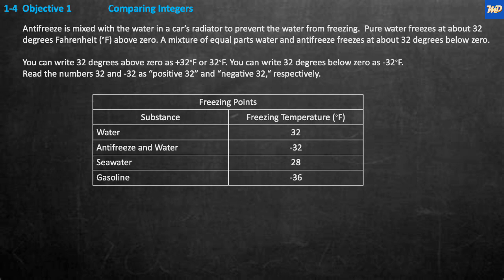So let's look at this chart. We have some freezing points, the substance and the freezing temperature. Water, as it shows you right here, freezes at 32 degrees, and we all pretty much know that. Antifreeze and water, that one-to-one mixture, freezes at negative 32 degrees. Seawater freezes at 28 degrees Fahrenheit. And gasoline, I've never thought of this, but gasoline freezes at negative 36 degrees.